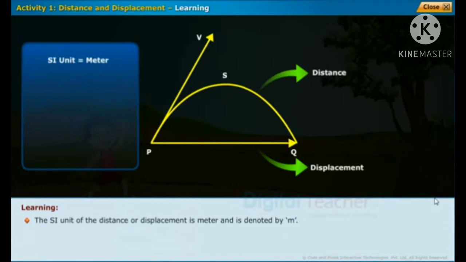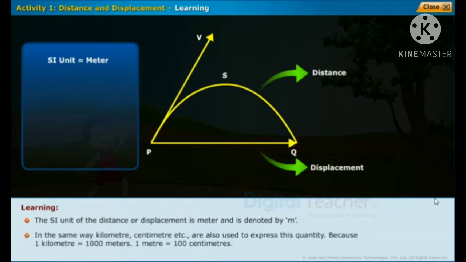Therefore, we conclude that distance is a scalar and displacement is a vector. The SI unit of distance or displacement is meter and is denoted by m. In the same way, kilometer, centimeter, etc. are also used to express this quantity. Because 1 kilometer is equal to 1000 meters, 1 meter is equal to 100 centimeters.